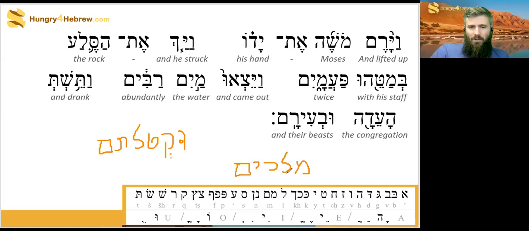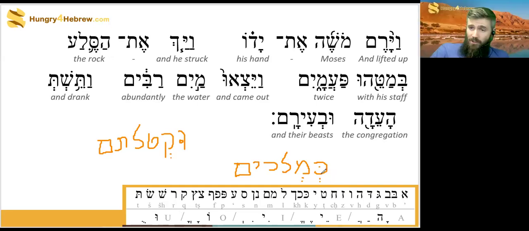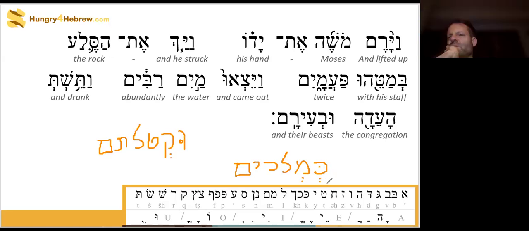Mlachim starts with a shva. What if we want to be like kings? Two shvas, can't do it. It turns the first one into a full vowel. Chataf patach. Here it's just a patach, here it's going to be a shva. That's what it should turn into. Kimlachim.